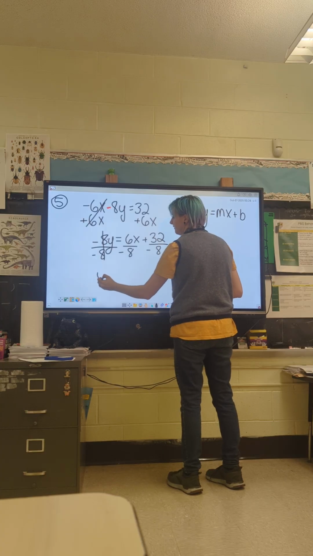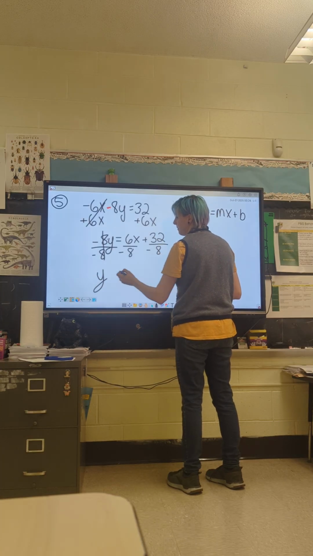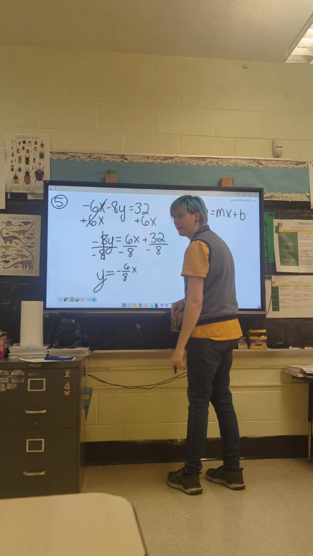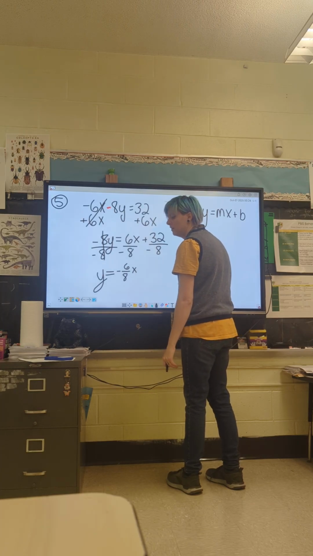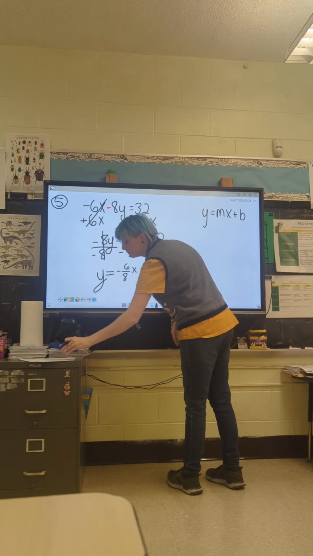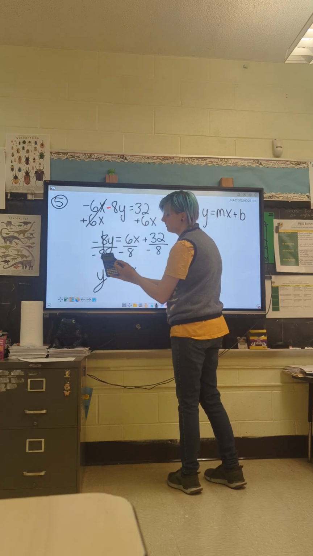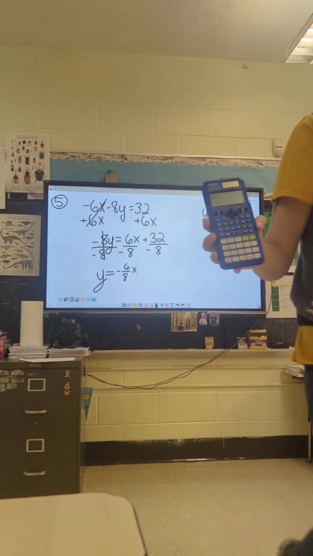That makes us have y equals negative 6/8. Again, not much you can do there. Technically, you could reduce that, cut both of them in half, and have 3/4. Your calculator will do that for you. If you just literally say 6 divided by 8 equals, it says 3/4. Look, it's right there.